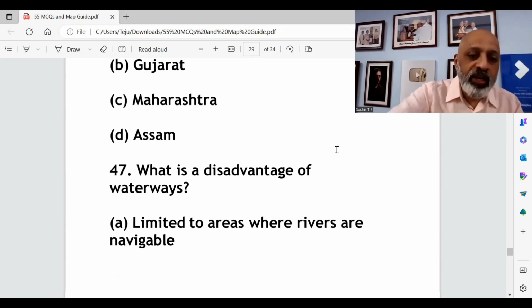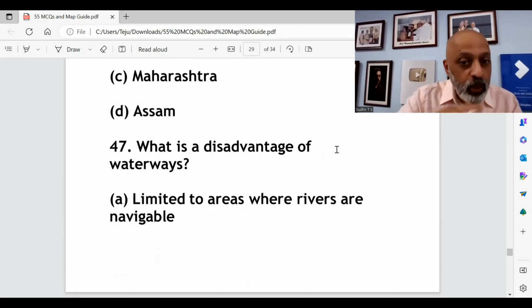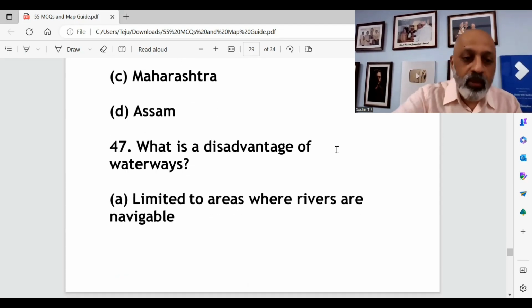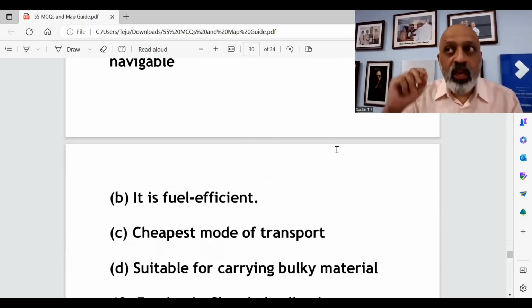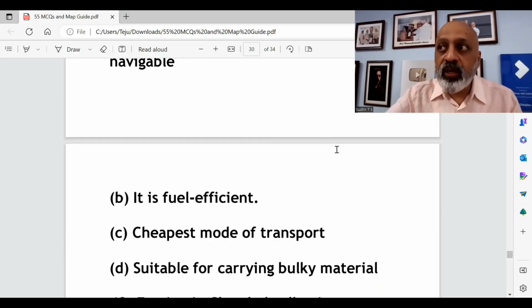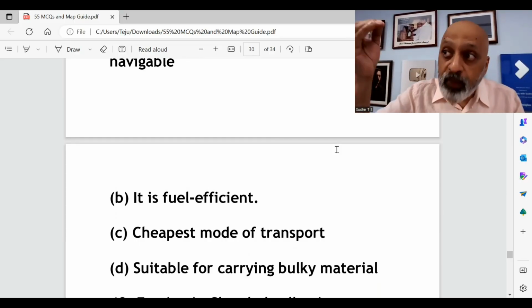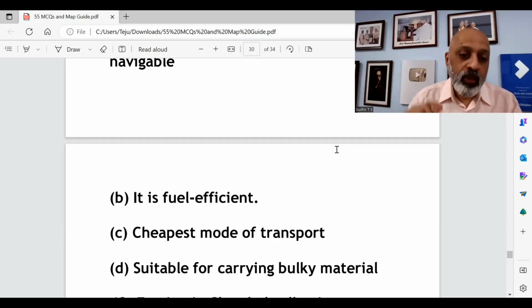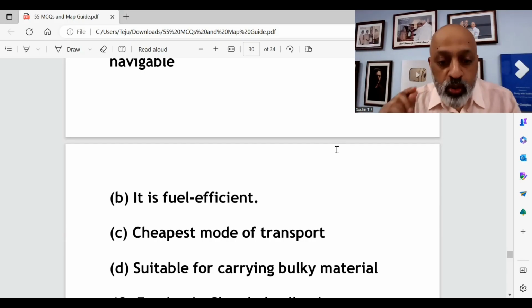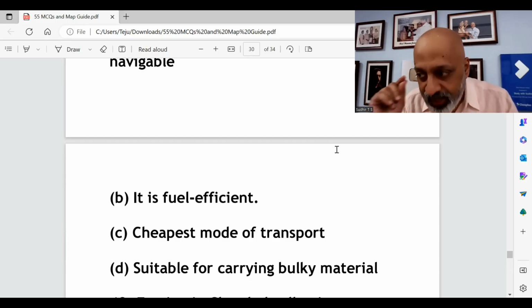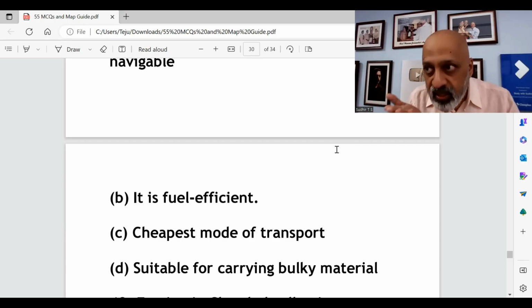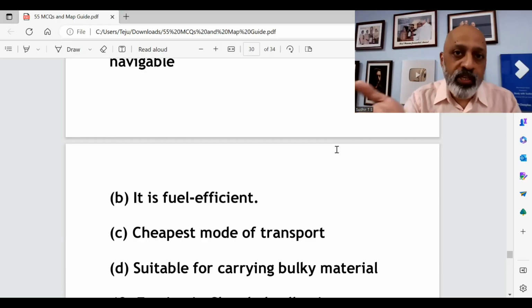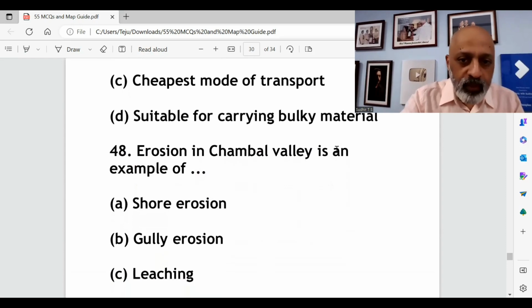What is the disadvantage of waterways? That it is limited to areas where rivers are navigable. It is fuel efficient. Even when you think the option A or B is fine, आप C और D को हमेशा पढ़िए. Please always read all the 4 options. Follow the elimination process as I keep telling you. Cheapest mode of transport or suitable for carrying bulky material. The correct answer is A, that it is limited to areas which are navigable, in the sense that there should be a river flow. Flow being important for the waterways to be efficient.